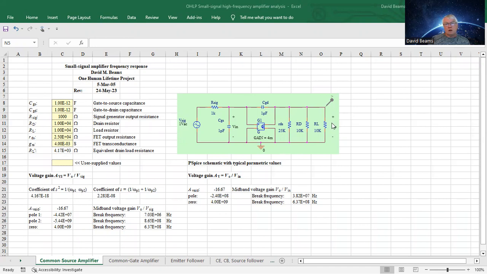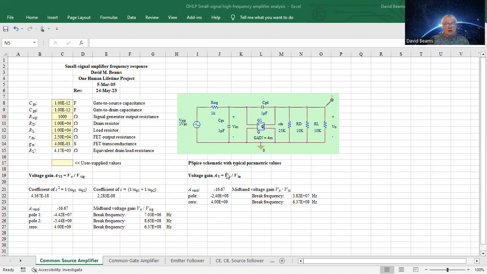And it calculates for you two different transfer relationships. One is the voltage gain of output voltage to the open circuit generator voltage, which we call AVS here, V out to V signal. It gives me here a mid-band voltage gain, and it gives the locations of 2 poles and 1 zero in the transfer relationship of this amplifier, in this transfer function.